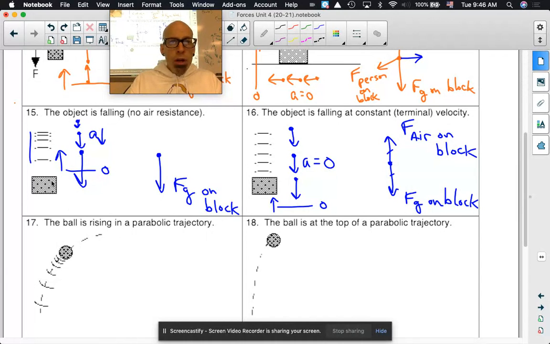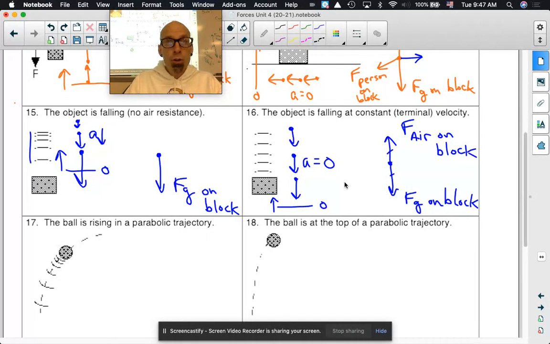We apparently ignored it over here, or maybe it's just moving really slowly and the air's not having much of an impact. But the faster this thing goes, the more force of air resistance you will get until these balance. And when those two forces balance, when the force of air on the block equals the amount of force that gravity is pulling on the block with, then you will no longer have acceleration. We achieve balance, and then the object will continue to fall at a constant velocity the rest of the way.